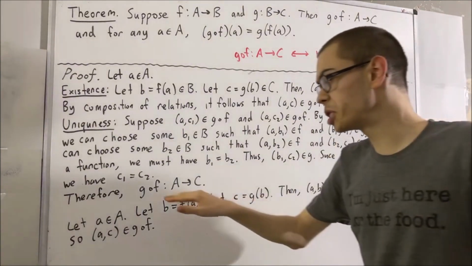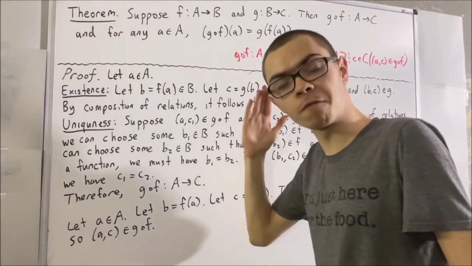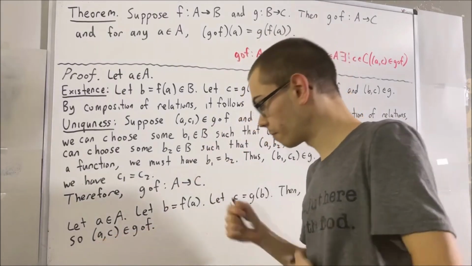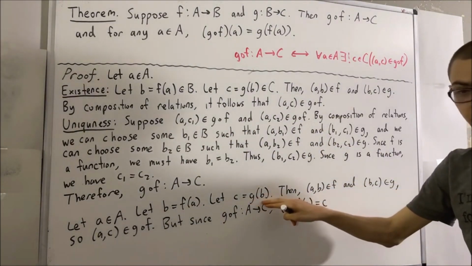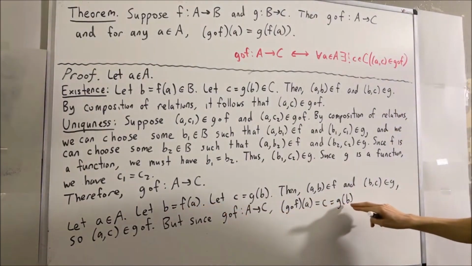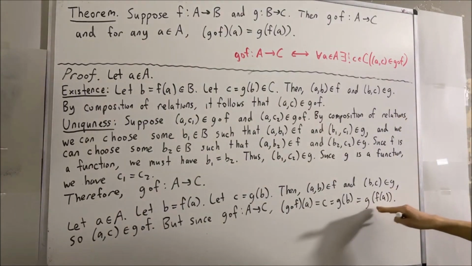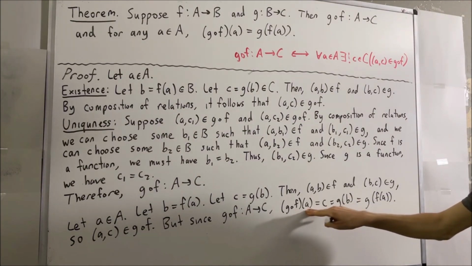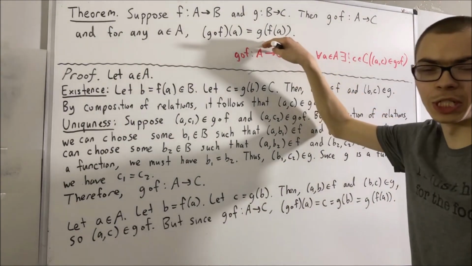But now that we know g compose f is a function from A to C, we can say that the functional value of g compose f at a is equal to c. But c is just equal to g of b. And since b is equal to f of a, we could just replace the b here with f of a. So we get g of f of a. So we can see that g compose f evaluated at a is equal to g of f of a. Exactly what we wanted to show.